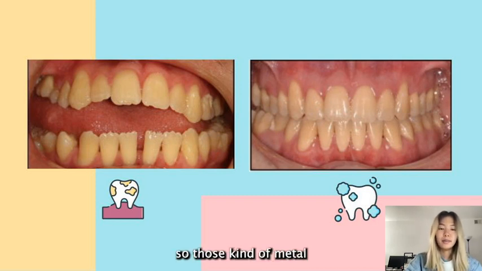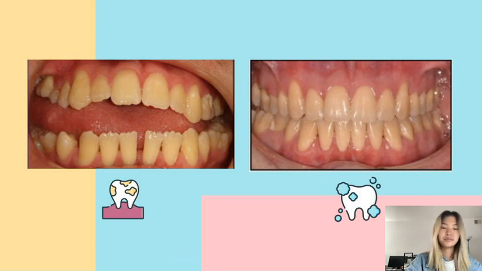retainers, so those metal and plastic retainers, in order to maintain just the position and the posture of his teeth, but overall it is a significant improvement and definitely something that I'm sure this patient was really happy with achieving.